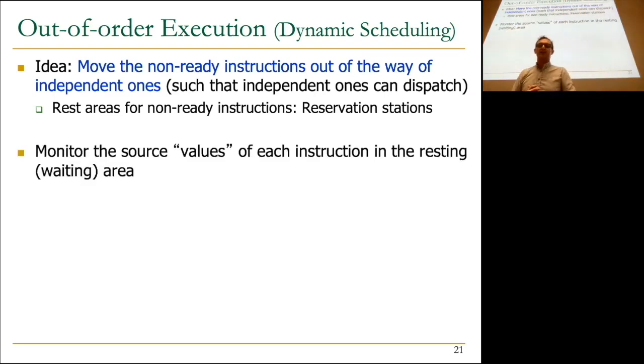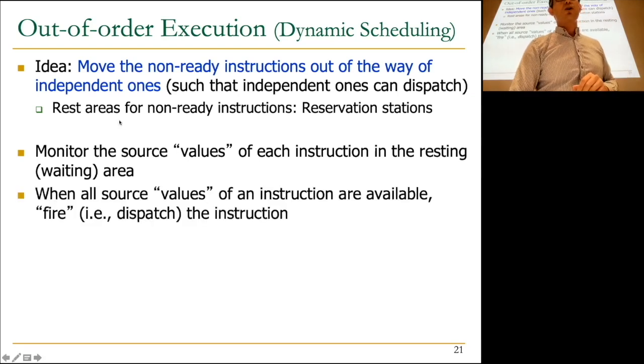Every instruction is going to go there because otherwise it's a bit harder to deal with some things, but we're not going to go into that. Basically, in this resting area, waiting area, instructions are going to monitor the source values. Basically, is my value ready? Is the register that I'm sourcing ready? And if both of them are ready, if it's a binary instruction with two registers, then the instruction becomes ready. When all source values of an instruction are available, we fire, in data flow terms, or dispatch the instruction to the execution unit. Sounds beautiful now, right?